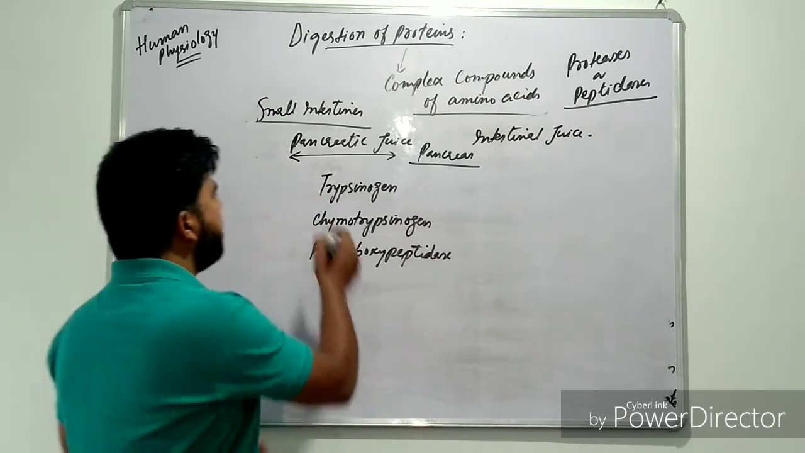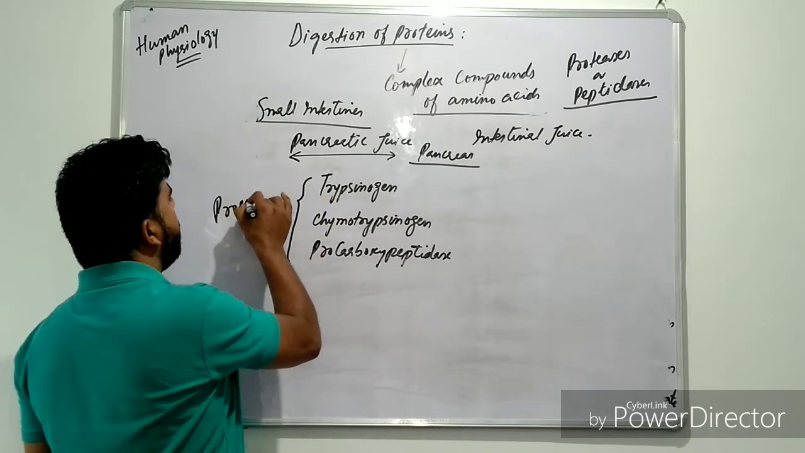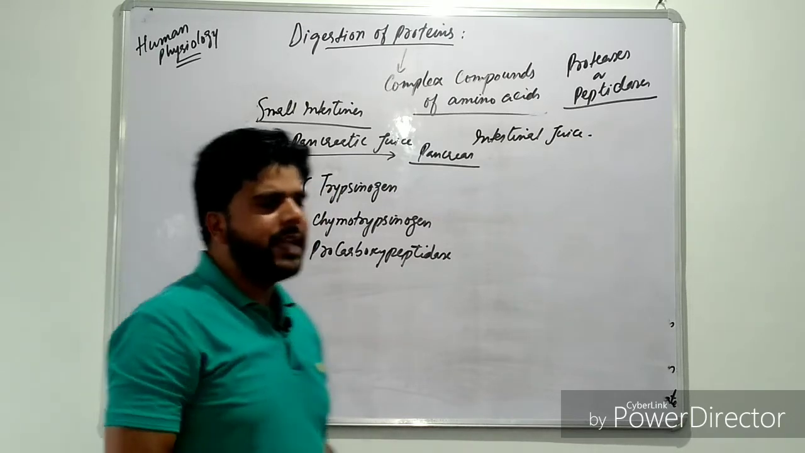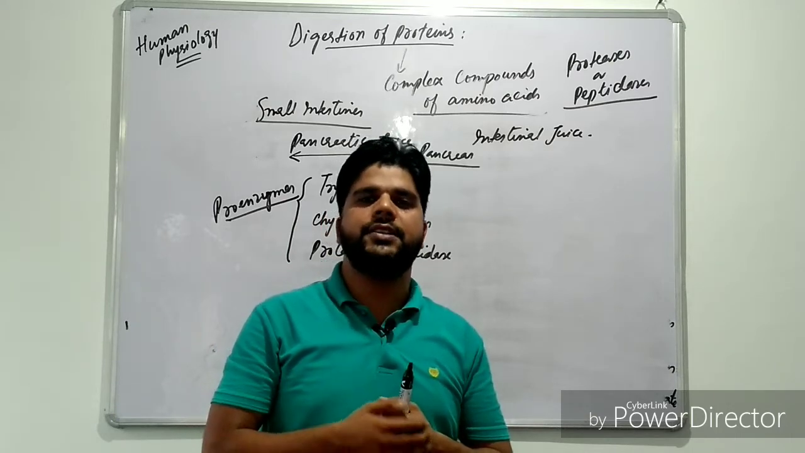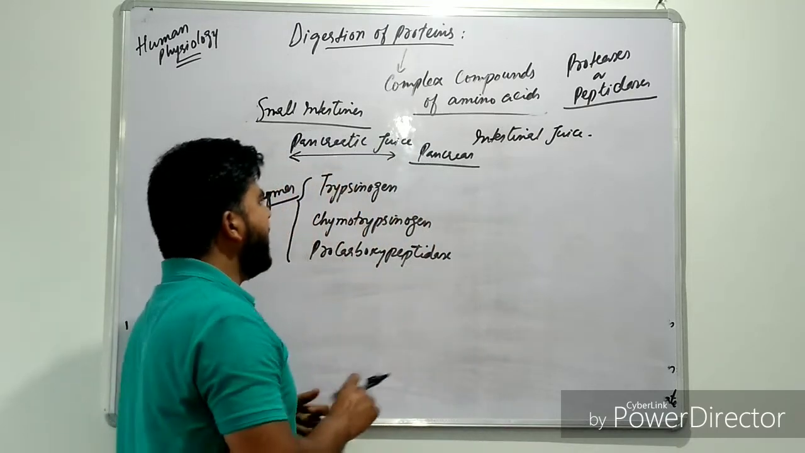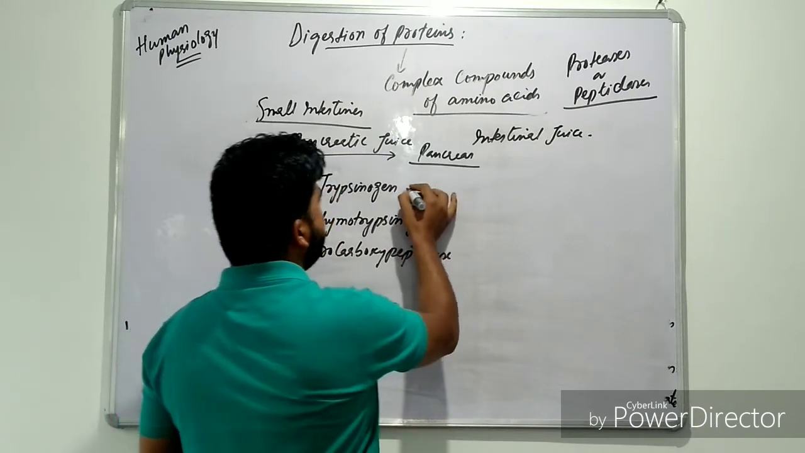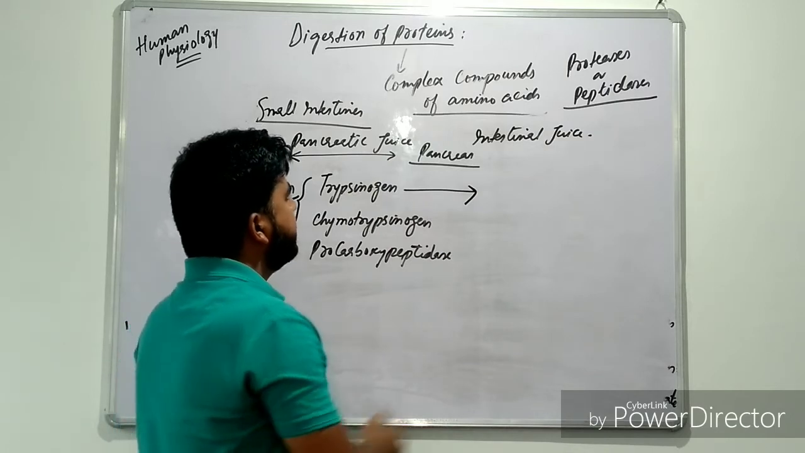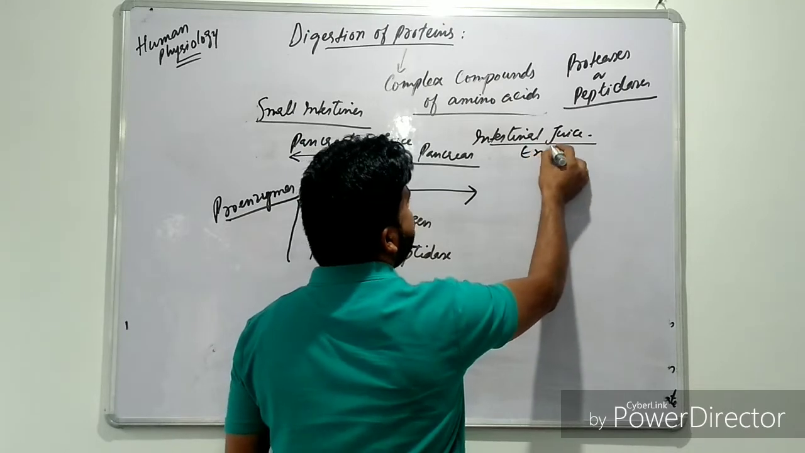But again, you will remember that all these three enzymes are again proenzymes. That means these are inactive enzymes and they are not going to digest the proteins unless and until they get activated. Now we will see how exactly these proenzymes are activated. First of all, we shall take the example of the trypsinogen. This intestinal juice contains an enzyme called enterokinase.